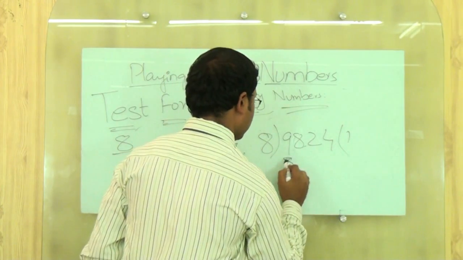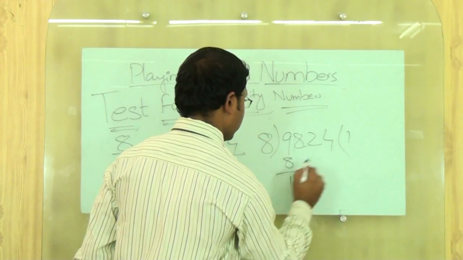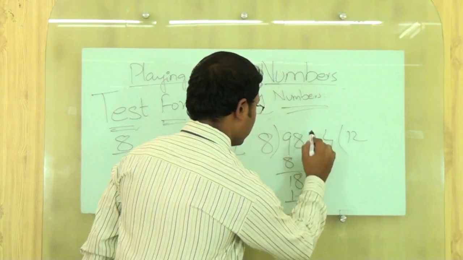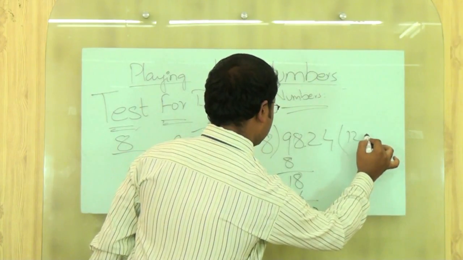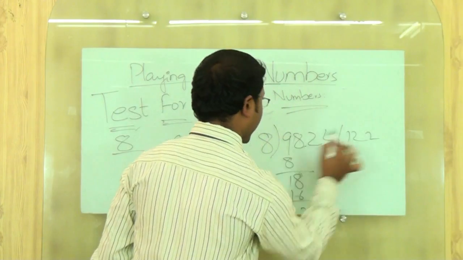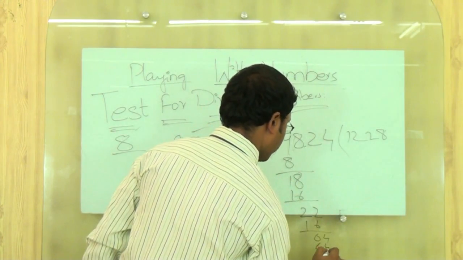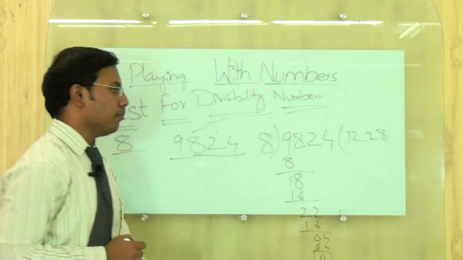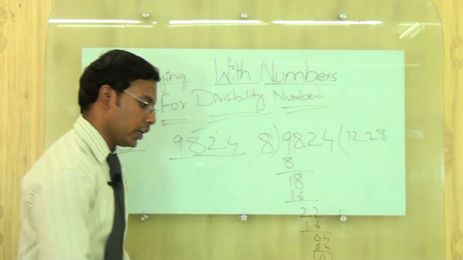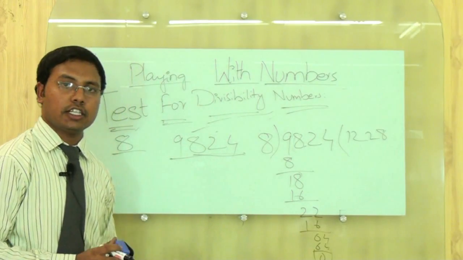8 1s are 8, 1 carry, again 8. 8 2s are 16, 2 here, bring the 2 down here, 8 2s are 16 again, 6, 4. 8 8s are 64, remainder is 0. Hence the number 9824 is satisfied with the number called 8. So the test for divisibility for the number 8 is satisfied here.